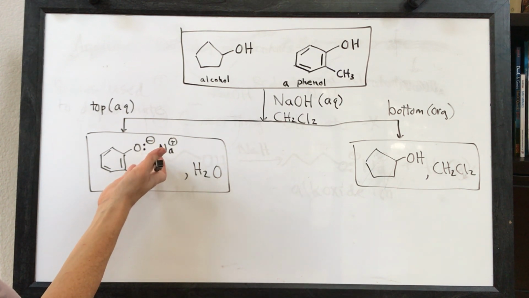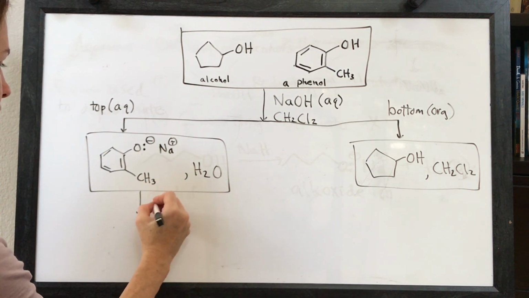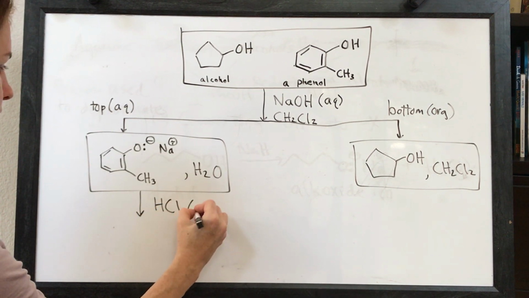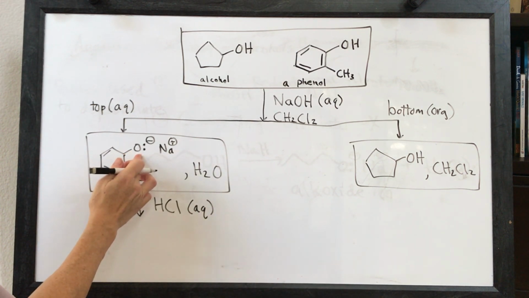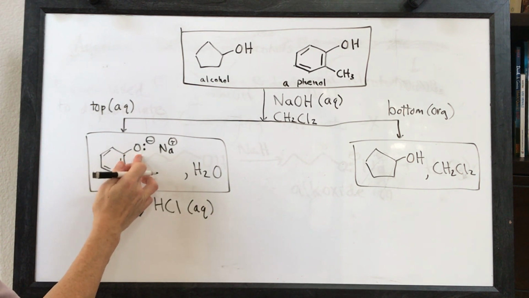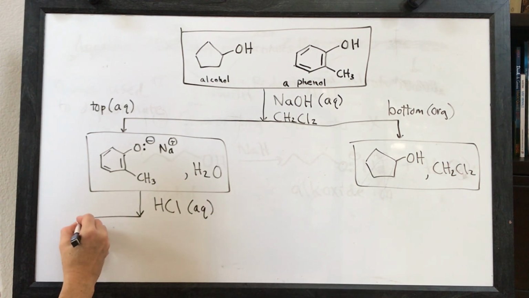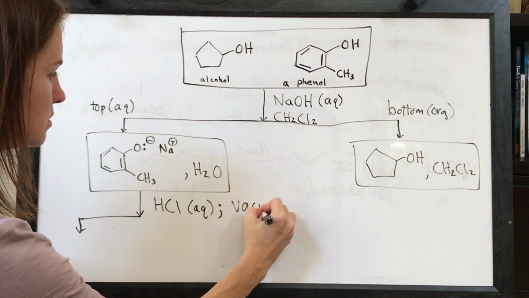But if I wanted to turn this back into the phenol instead of the deprotonated form, then I would just reprotonate it with hydrochloric acid, an aqueous solution of that. And then that's going to reprotonate our phenol. It's going to make it more organic soluble, so it'll probably precipitate out of the water layer. And then you can do a vacuum filtration. So HCl and then vacuum filter.